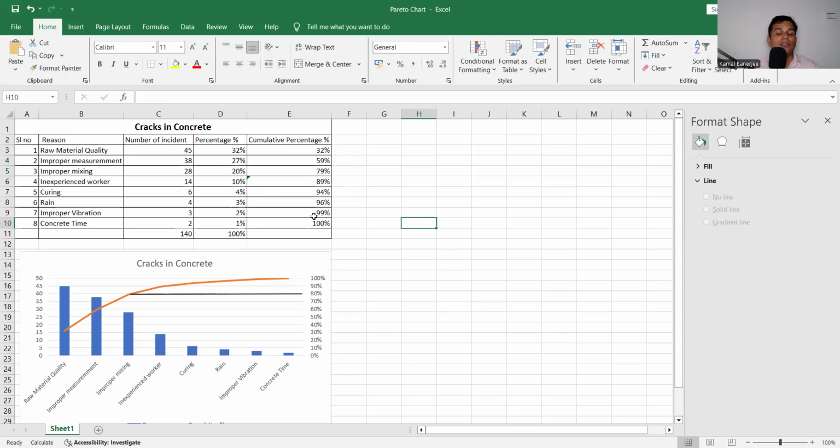Now, one thing you should keep in mind is that in order to prepare the Pareto chart or the Pareto line in Excel, you need to arrange this from the bigger values to the smaller ones.